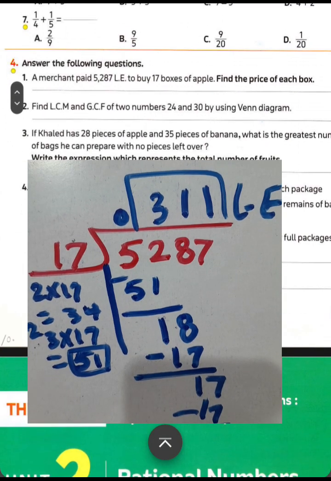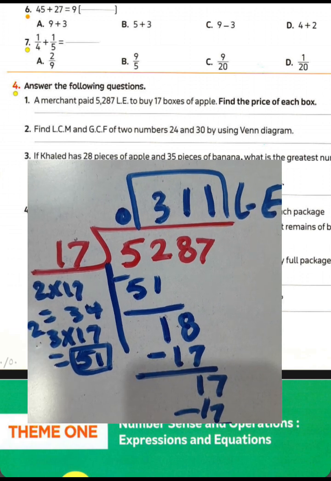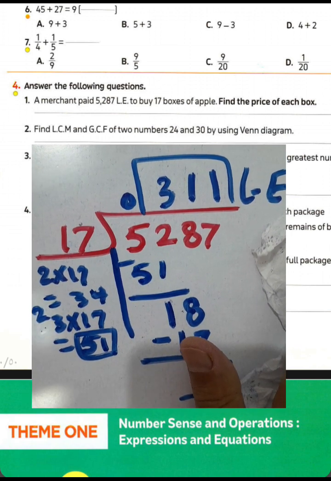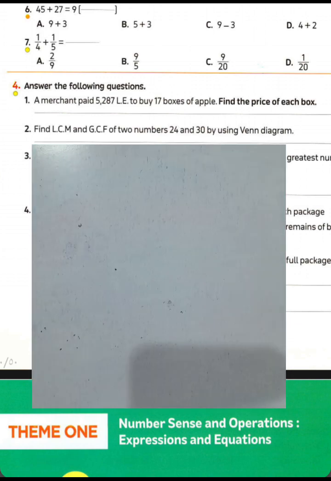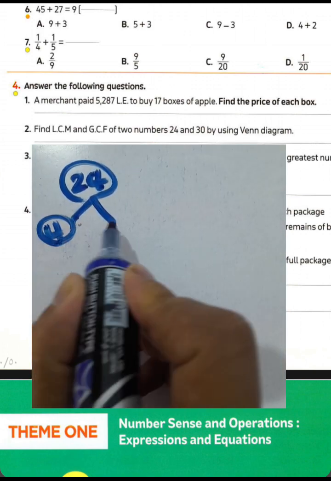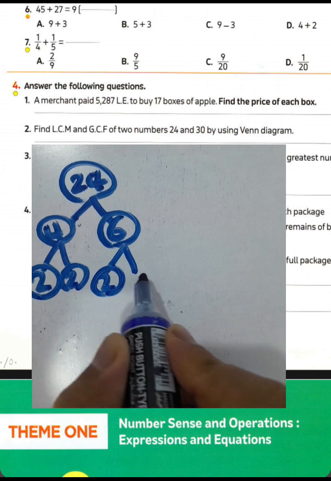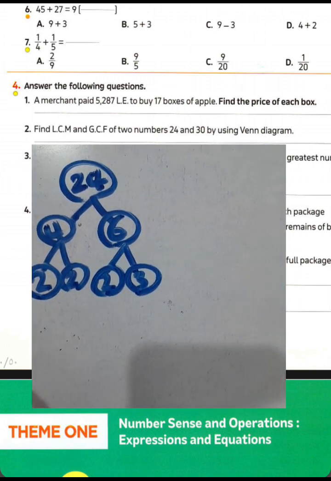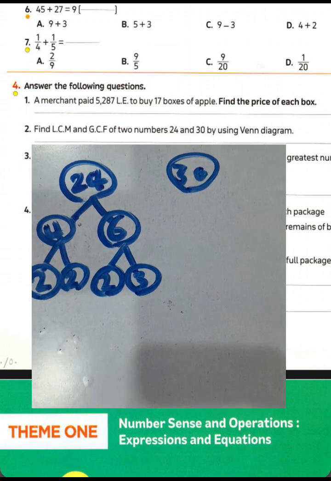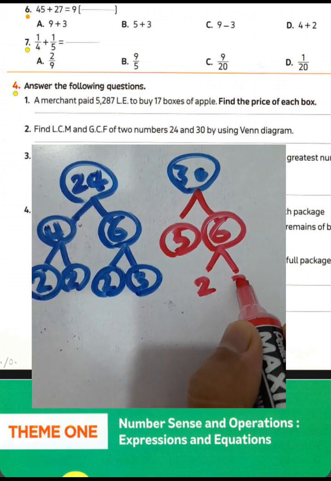Okay, question number 2. Find the least common multiple and the greatest common factor of two numbers, 24 and 30, by using a Venn diagram. Look with me at the steps. First number, 24. We know 24 equals 4 times 6, and 4 equals 2 times 2, and 6 equals 2 times 3. That's the first number. And 30 we can write as 5 times 6 or 3 times 10, as you like. We can write 5 multiplied by 6, and 6 equals 2 times 3.